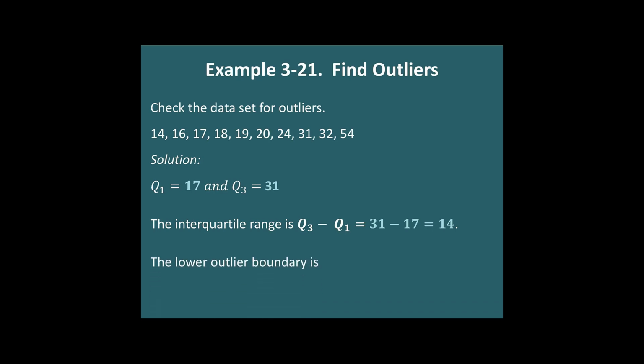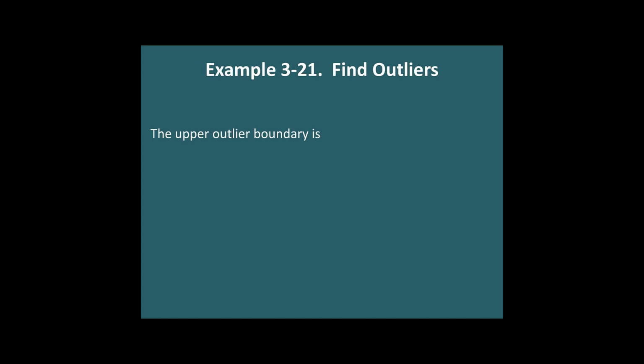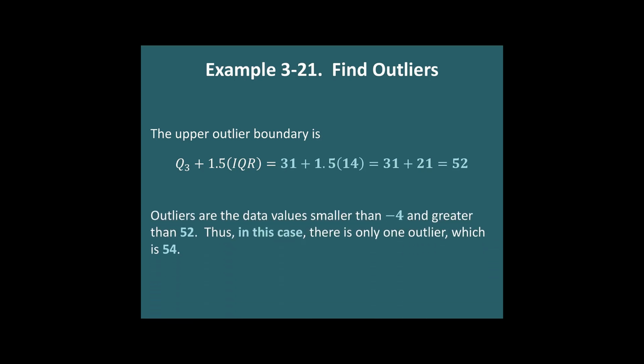To find the lower outlier boundary, we go ahead and subtract from the first quartile 1.5 times the interquartile range. As you can see, it's 17 minus 1.5 times 14, which ends up being -4. The upper outlier boundary will be the same, but with addition. In this case, we end up with 52. Now, since the outliers of the data values must be smaller than -4 and also greater than 52, then thus, in this case, there's only one such outlier, which is 54.